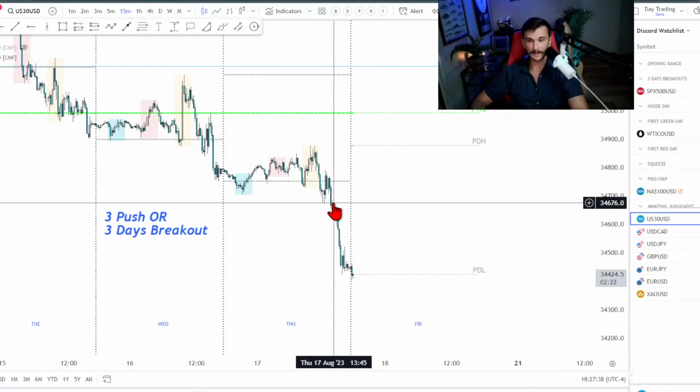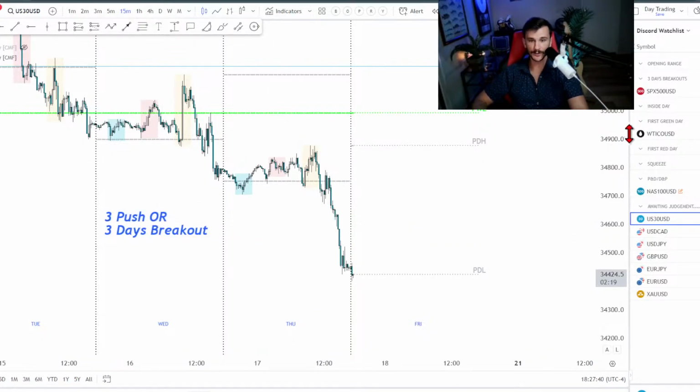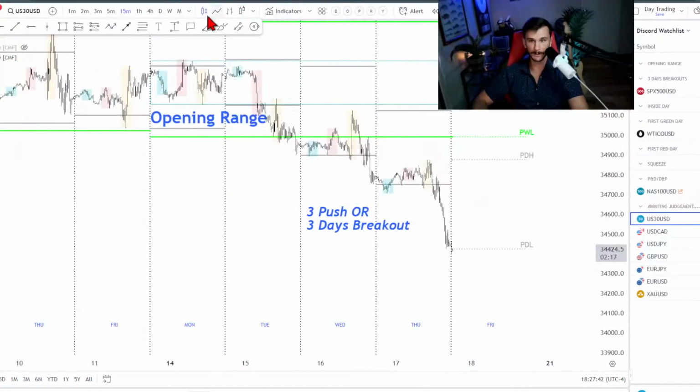It could always just keep going. Yes, there are 3 pushes out of the opening range. Yes, we have traveled an immense amount from the high.